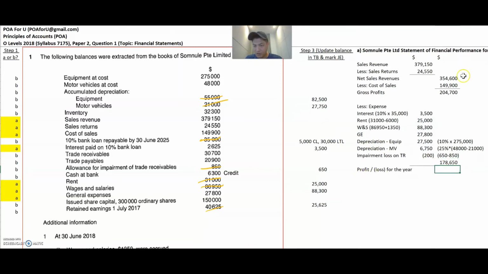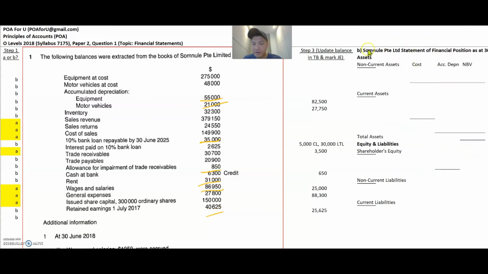178,650. My profit or loss for the year is actually the gross profit less the total expenses, which lands me at 26,050. And this will be moved to B, which is my statement of financial position under my retained earnings section. And I'll show that to you right now.